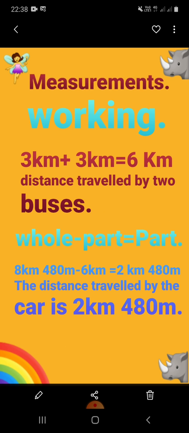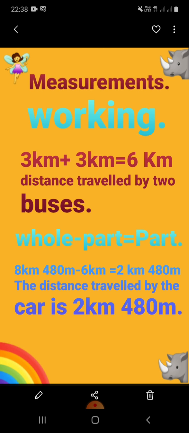Here is the working for you, children. 3 kilometers plus 3 kilometers is equal to 6 kilometers. This is the distance travelled by 2 buses. Now, it is easy for us to find out the distance travelled by the car. Yes or no? Because we know the whole part and one part.